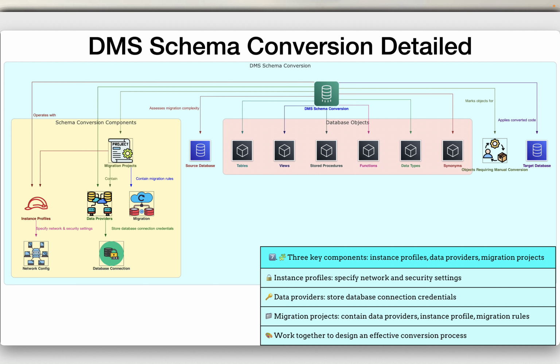There are three key components: instance profiles, data providers, and migration projects. The first one is instance profiles. This is for the replication server where the project will be running. The EC2 instance profile will specify network and security settings. Then you have data providers, which will be storing database connection credentials. And thirdly, migration projects, which contain data providers, an instance profile, and migration rules, which work together to design a conversion process.